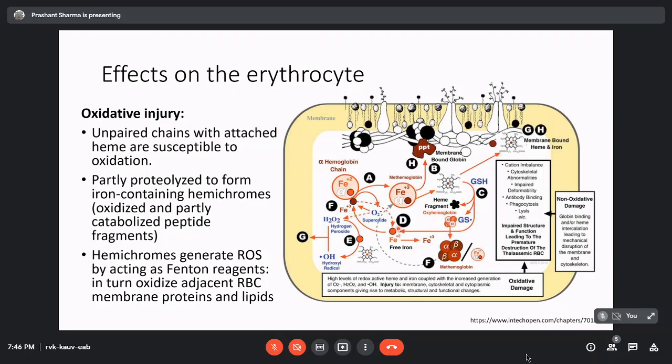And what happens is ultimately there's a generation of various kinds of free radicals. In addition, there is generation of free iron, and that again is extremely toxic in the cytosol. A part of it is converted to methemoglobin that has its own problems, and we ultimately end up having not just the oxidative part of damage, but the ensuing non-oxidative damage as well.